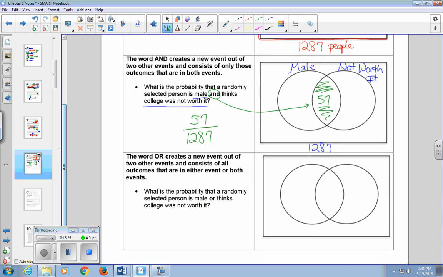Okay, the word "or" creates a new event out of two other events and consists of all outcomes that are in either event or both events. So what is the probability that a randomly selected person is male or thinks college is not worth it? So we've got the same two events as above.